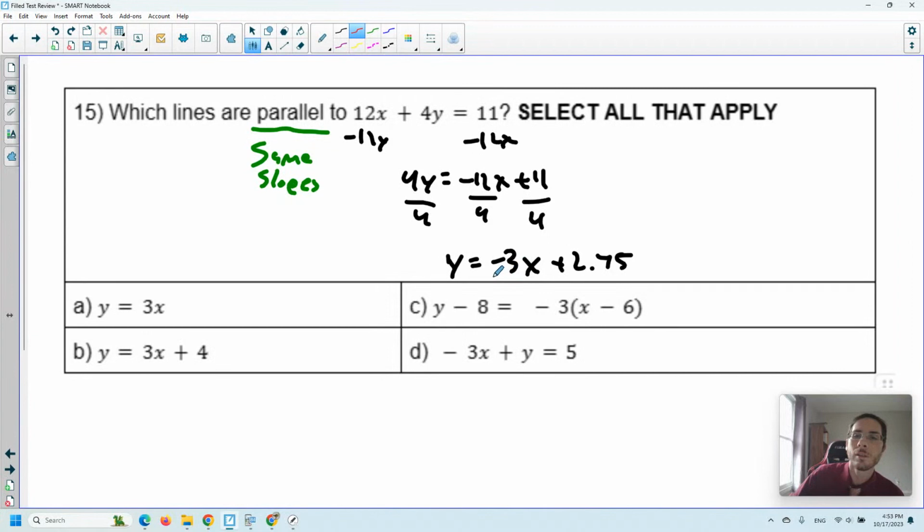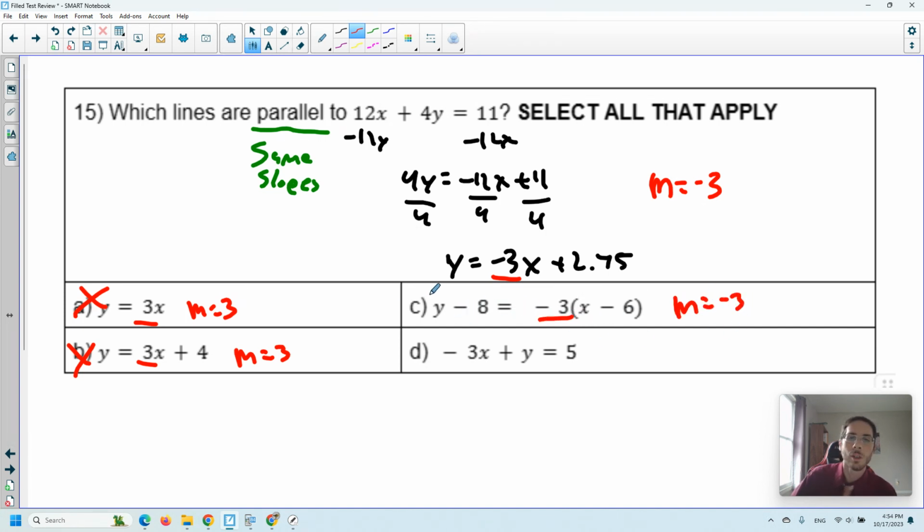But our slope here, this is the slope. So m is negative 3. So all we want to do is find the ones that have a slope of negative 3. This has a slope of 3. We are not picking it. This has a slope of 3. We're not picking it. This is in point slope form, but that's okay. This has a slope of negative 3. We are good to go on C.